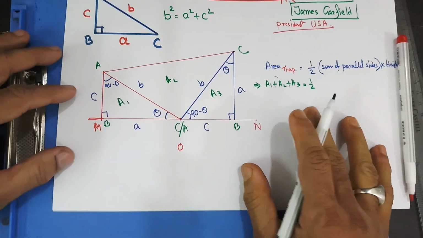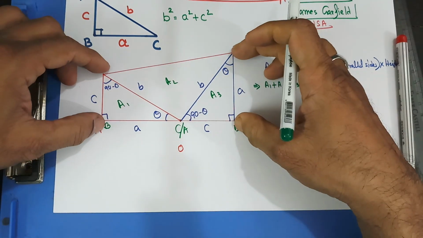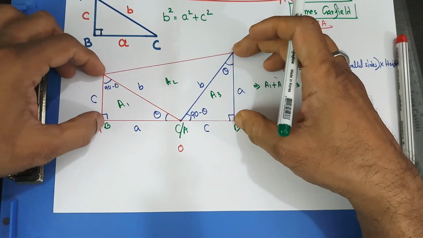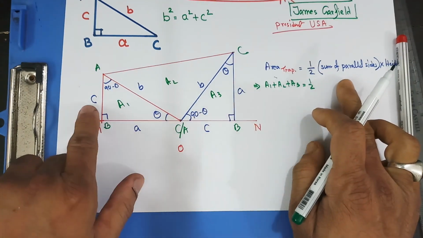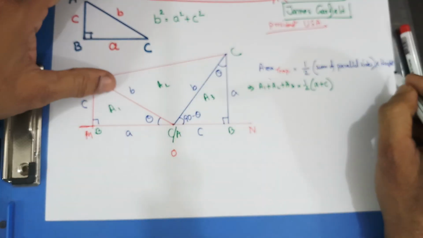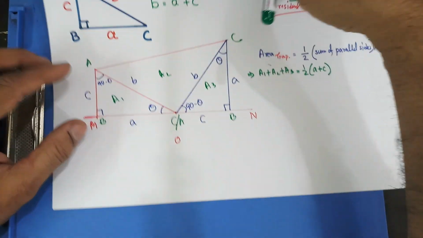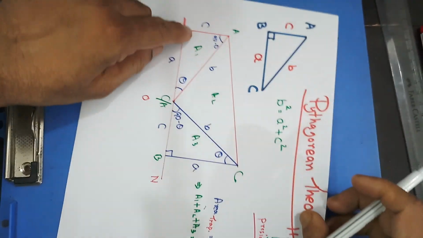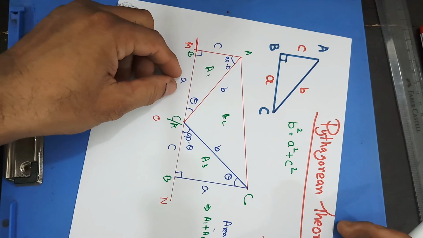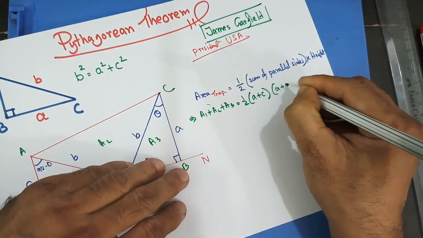Now sum of parallel sides, these two are 90 degree each, so they are perpendicular to this horizontal line, so these two are parallel. Now sum of this parallel line, A plus C. So let me write down A plus C. What about the height? Now this cannot be height because it's not uniform. So if I take it this way, this is perpendicular to this. Okay, so this must be the height, and height you can say that A plus C. So that's gonna be A plus C.